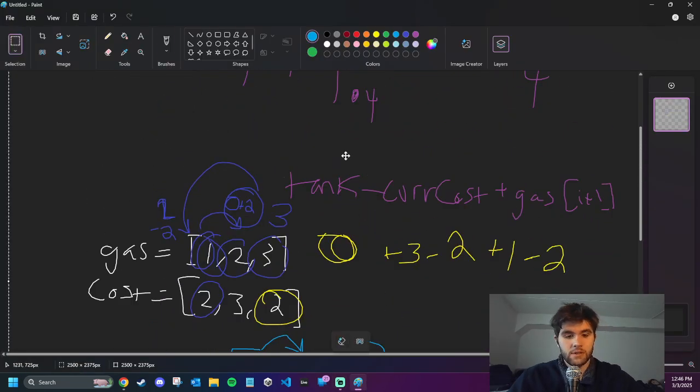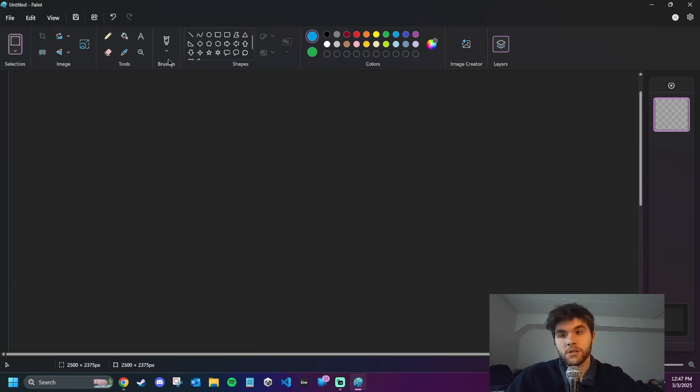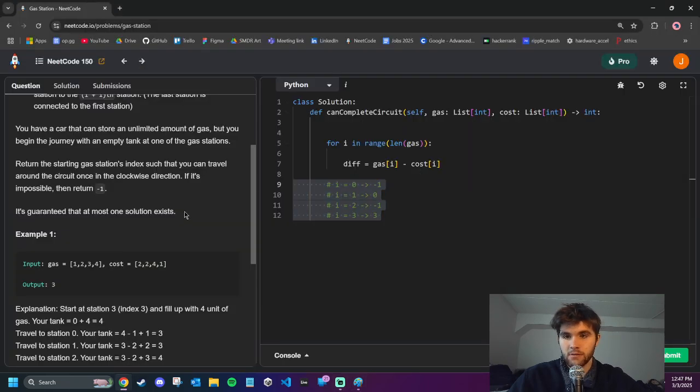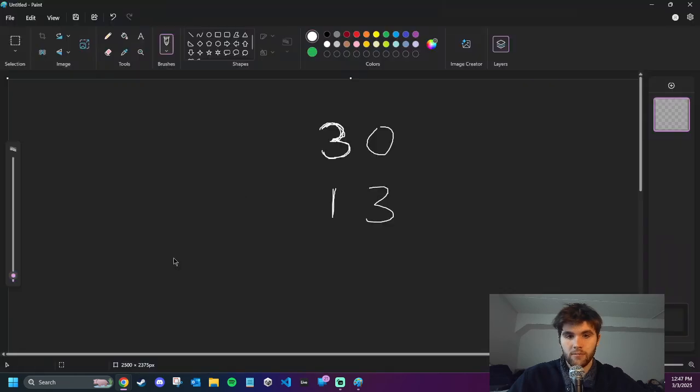So now I'm going to try to think of a test case or some logic that would make that idea fail. Okay, so let's say we had a cost of 1 and gas of 3. When would we not want to start here? Okay. What if this, so we would go to the next station with 2. So what if it costed 3 and we got 0 gas? Is that a thing? Can we get 0 gas? Yeah. Okay.